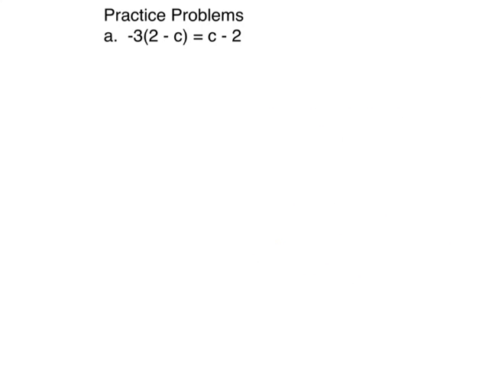Alright, the first thing we want to do, we're identifying that we're going to solve for C, but here we're going to have to distribute this negative 3 over both these things in parentheses. So negative 3 times 2 is negative 6, and negative 3 times negative C is positive 3C. And then I'm just going to bring this down.